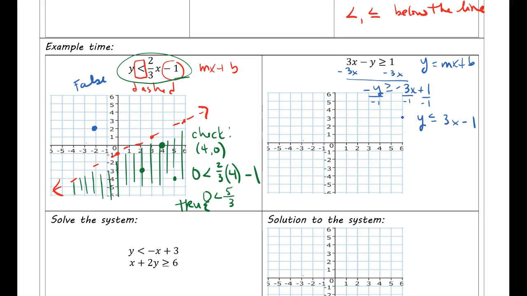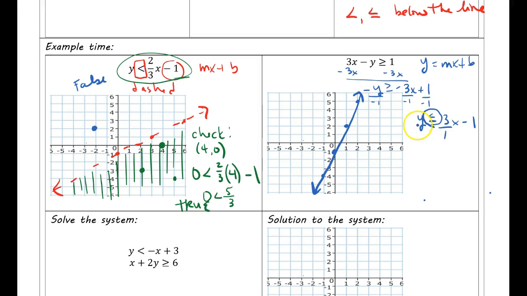So now let's graph it. I need to start at negative 1, just like I did on the last one. My slope is 3 over 1. So up 1, 2, 3, and over 1, or I could go down 3, left 1. Okay, solid or dashed, what do you think? We need to look here for that answer. It better be solid because there is a solid equals underneath that. So solid line.